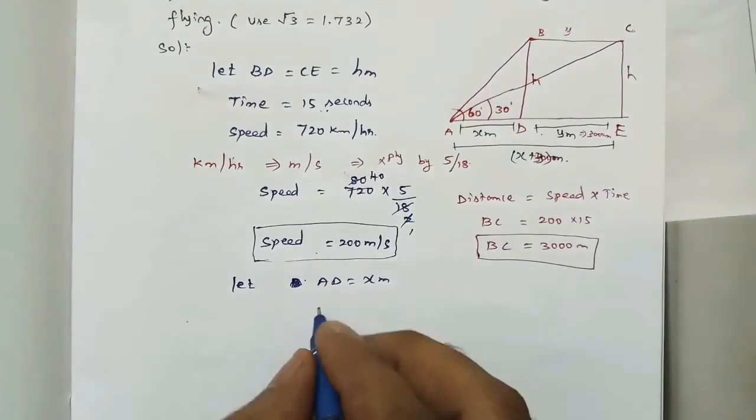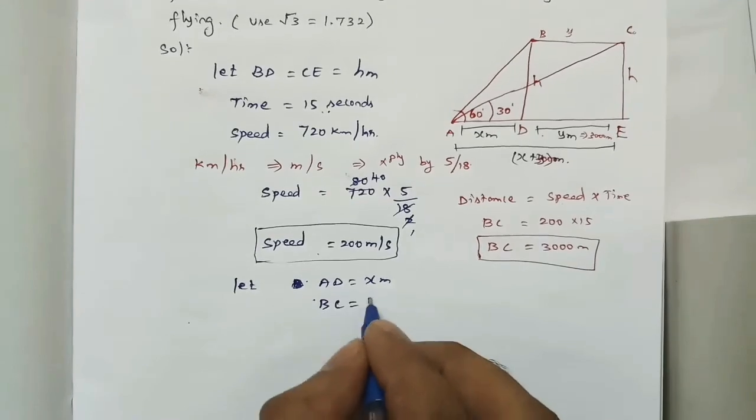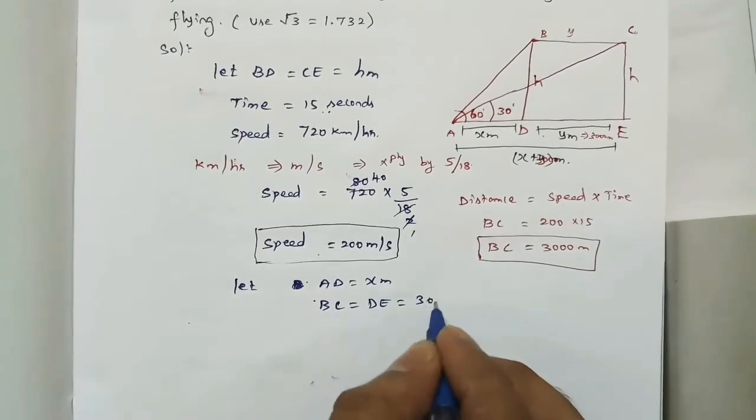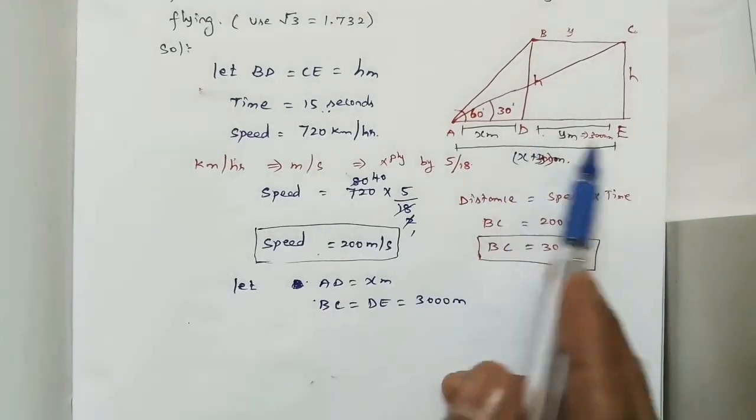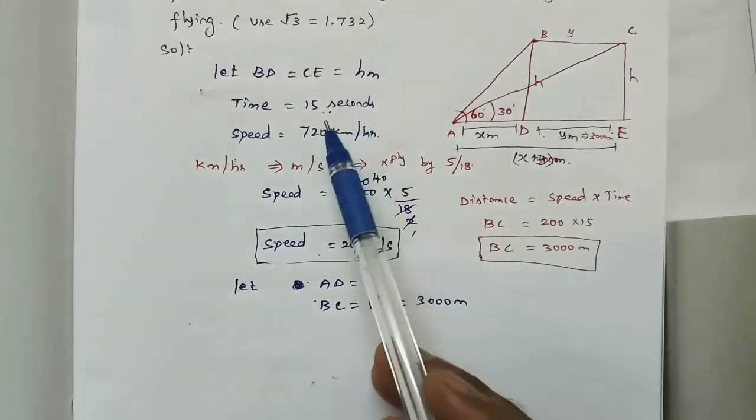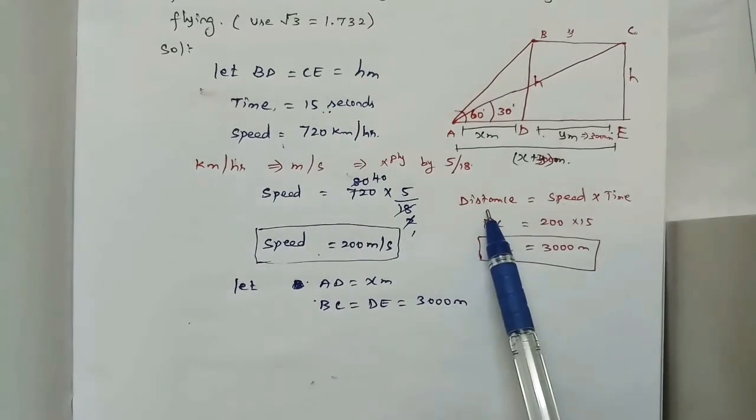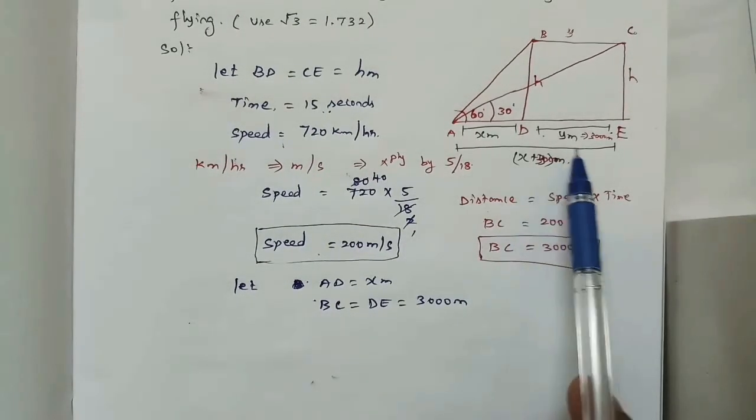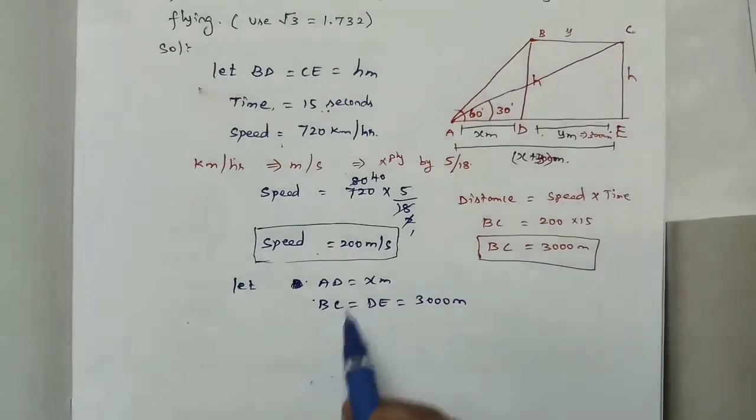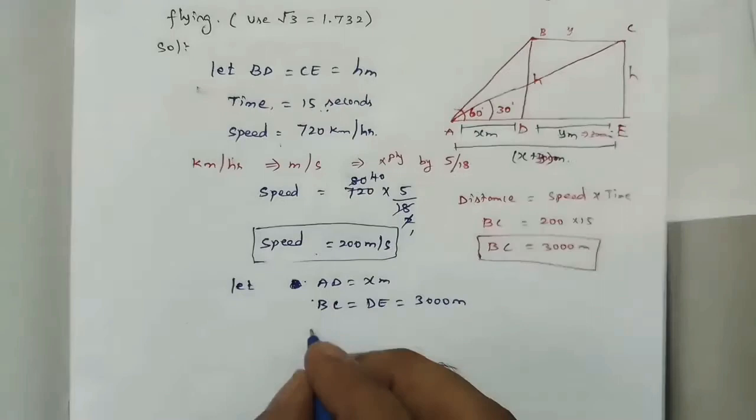Next, AE, and we know that BC is equal to DE is equal to 3000 meter. How did we find that DE is equal to 3000 meter? They have given some clues: time and speed are given. With the help of these, we find the distance, and the distance is nothing but 3000 meter. So BC is equal to DE is equal to 3000 meter.